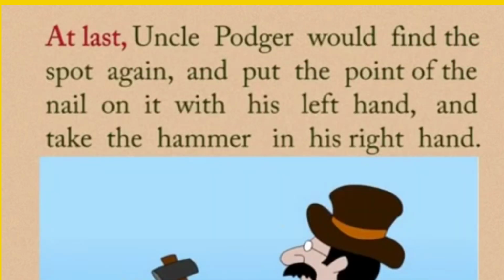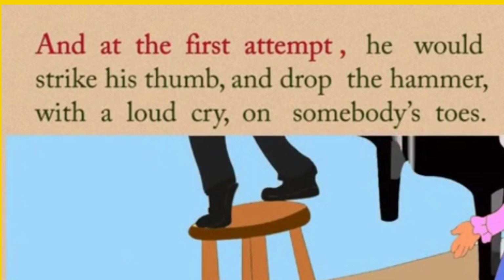At last, Uncle Podger would find the spot again, and put the point of the nail on it with his left hand, and take the hammer in his right hand, and at the first attempt he would strike his thumb and drop the hammer with a loud cry on somebody's toes.